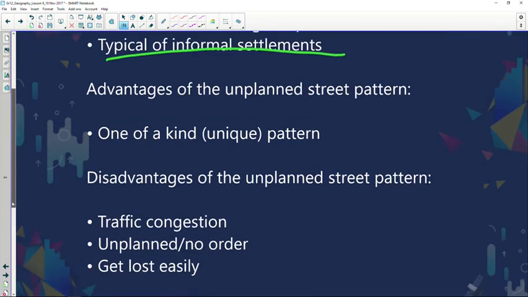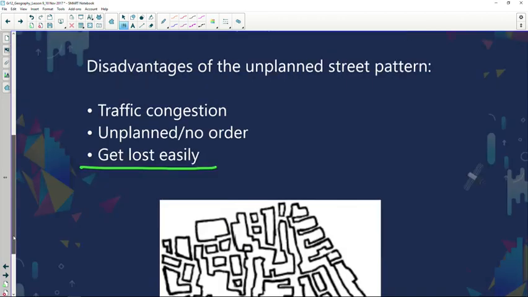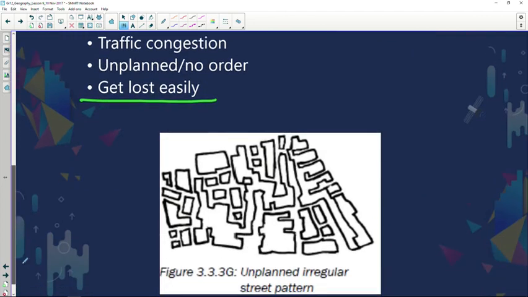Disadvantages of it, traffic congestion. There's no flow because no one did the proper job planning it. And you can get lost very easily. For instance, in informal settlements like townships where there's a lot of shacks. And as you can see, there's no regular pattern. It's all irregular, and you can just imagine getting lost quite easily over there.